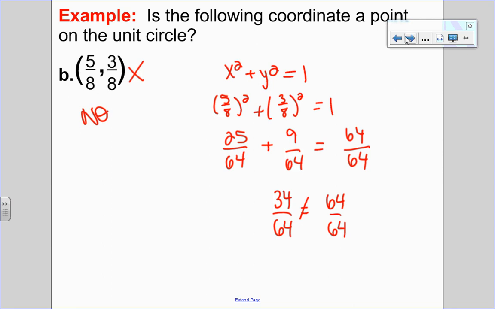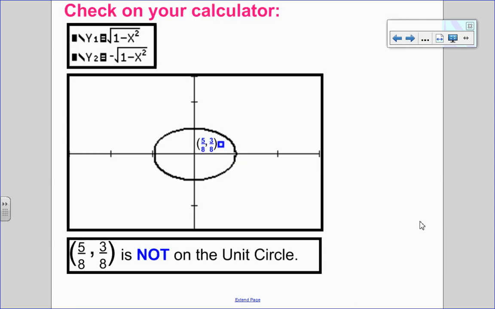Let's verify it graphically. So again, there's my unit circle, and you can see the point 5 over 8 and 3 over 8 is not on the unit circle. It's in the middle of the unit circle, on the inside of the unit circle, so it's definitely not on the unit circle.